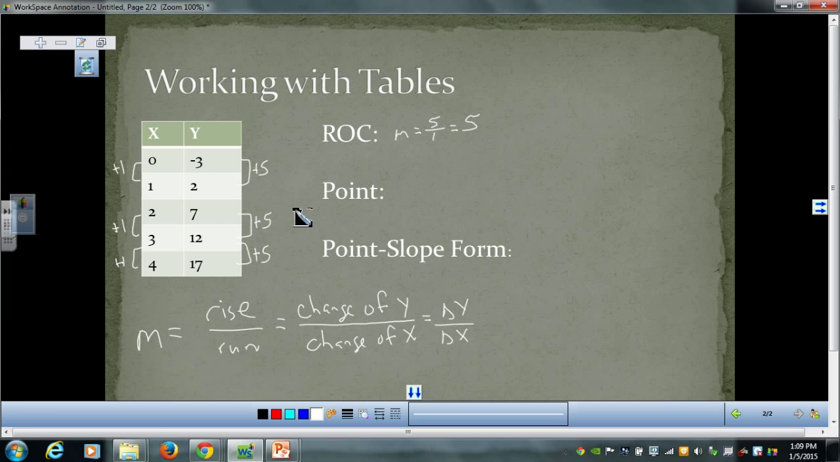Now, once again, for a point, just like we did on a graph, we can pick any of our points that we want. So I'm just going to pick the point 2, 7. And then we can take that and plug it into our point slope form. So our slope is 5, our point is 2, 7, and there's our equation. So that is all we have to do. Notice that really the only big change from our prior lesson is how we look at a rate of change with a table versus a graph.